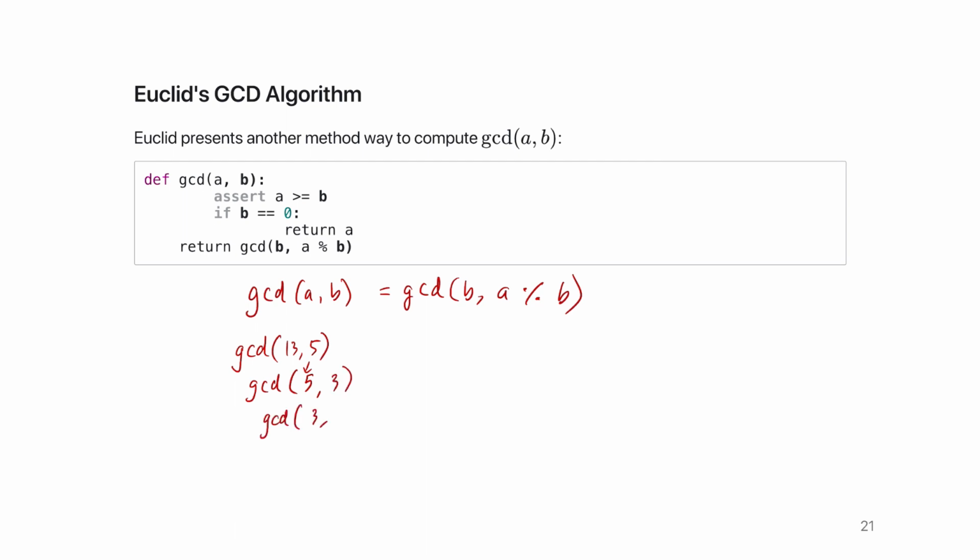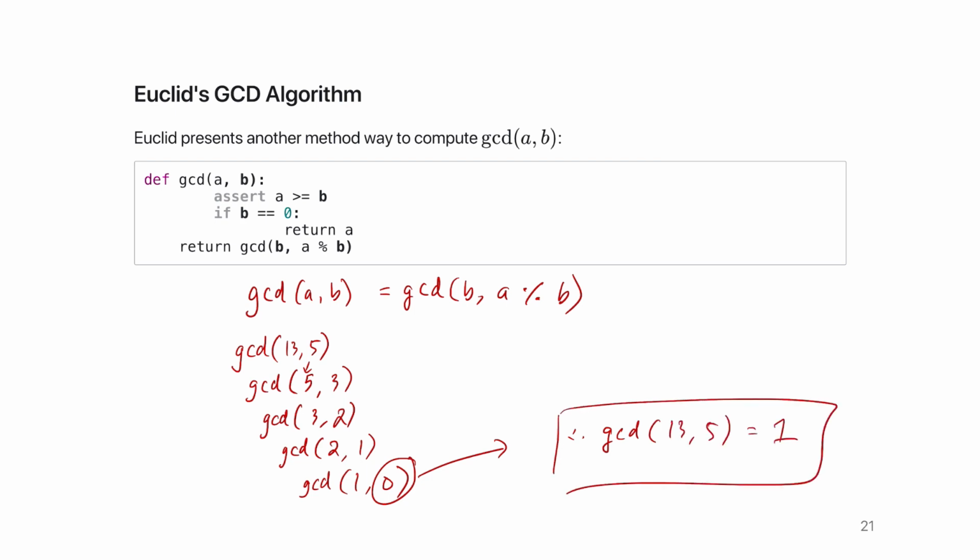You can do this again. Replace this with the 3. What's the remainder when you divide 5 by 3? Sounds like 2. What's the remainder when you divide 3 by 2? You get 1. And then now I have 1 comma 0. Oh look, B is equal to 0, so I return A. Therefore, the GCD of 13 and 5 is equal to 1. Is that clear?